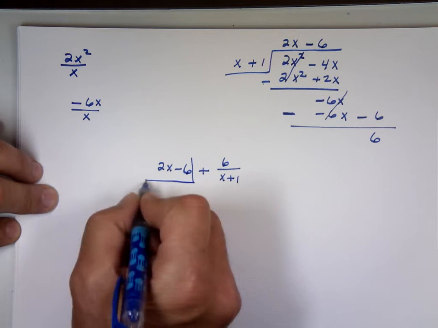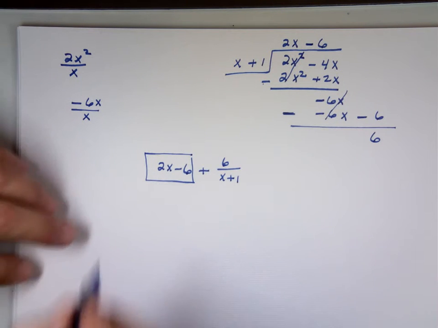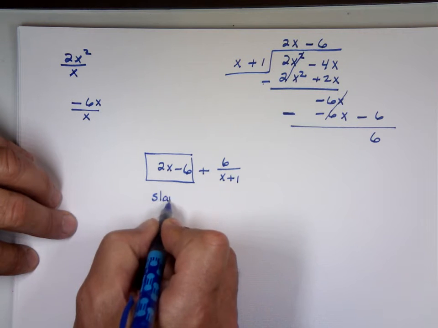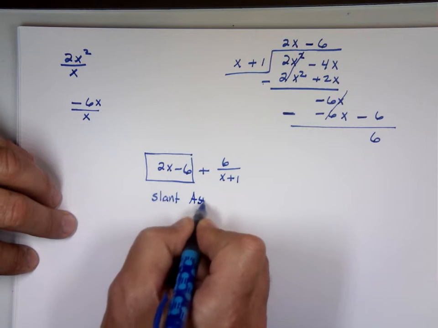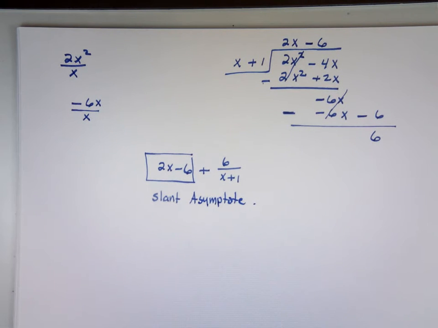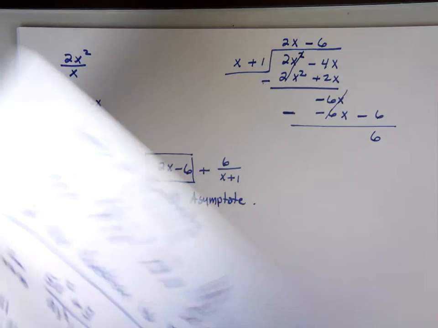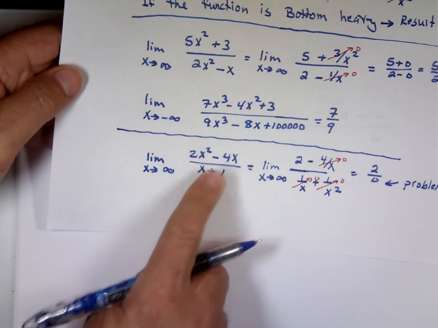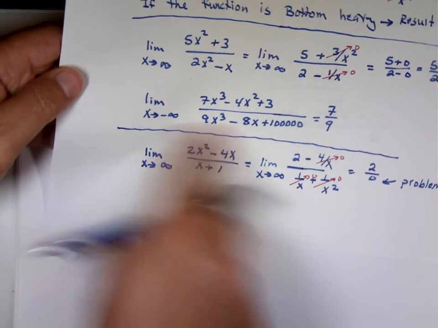This is the part I'm interested in. This is the equation for my slant asymptote. Let's see how that's going to help me for this problem. I'm going to graph this one, and I'm going to go through the entire process.